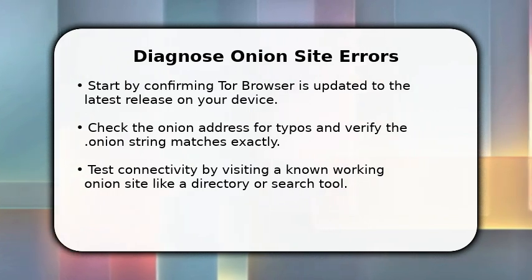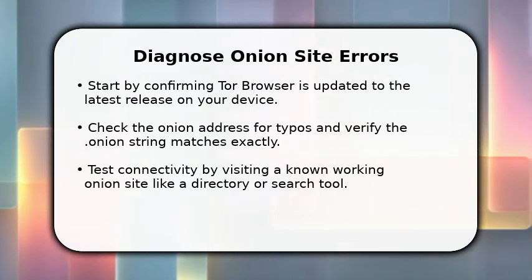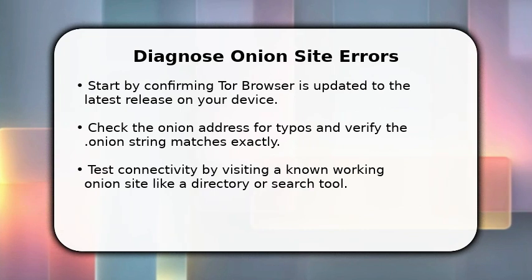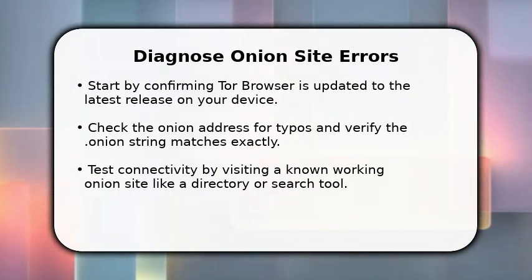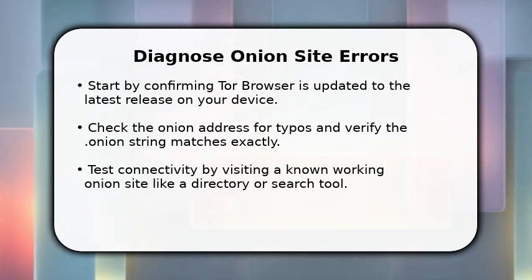Try accessing a known working onion site as a comparator to isolate the problem. Test connectivity by visiting a known working onion site like a directory or search tool. If that site loads, the issue likely lies with the target service.